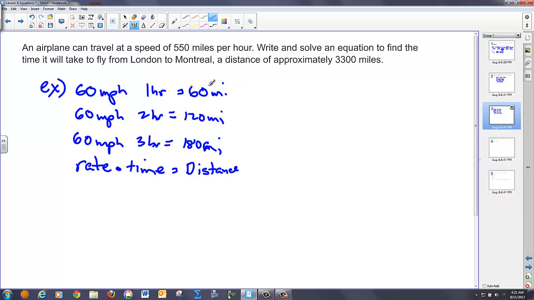So now I know I have a rate of 550 miles per hour. So I'm going to plug that in for the rate. The question asks to write and solve an equation to find the time. I don't know the time, so I'm going to call that my unknown. Let's just call it t for the heck of it. And they gave us a distance of 3,300 miles.